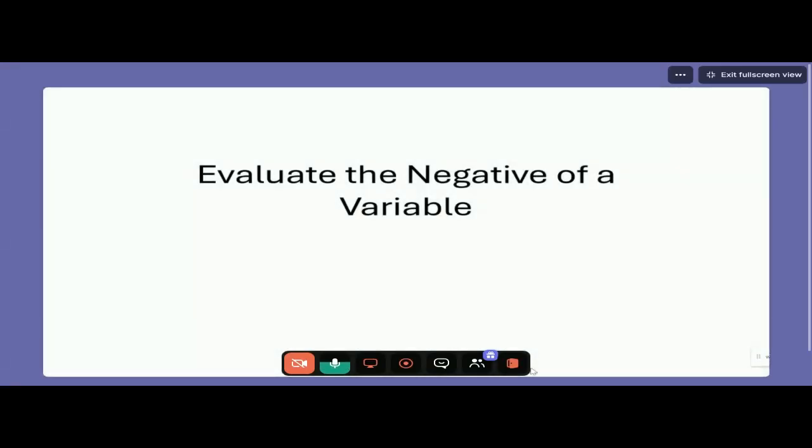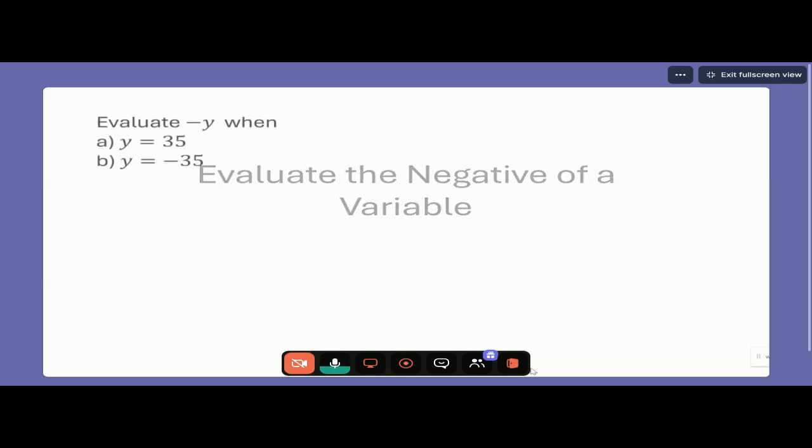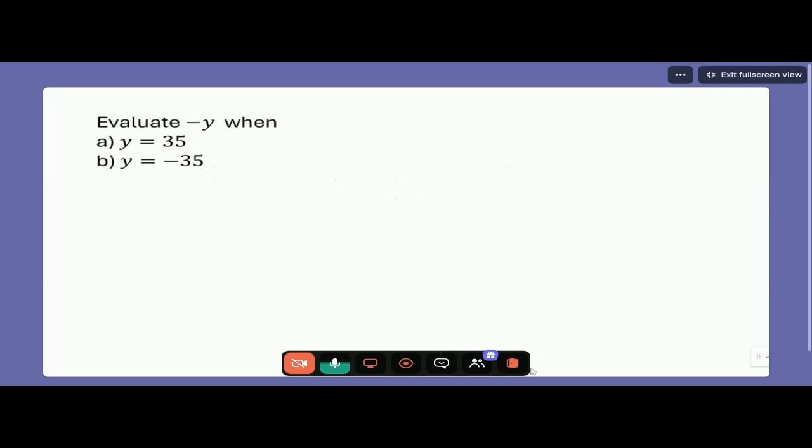Okay, real quick video here on evaluating the negative of a variable. So we're looking at a question like this where we have been asked to evaluate negative y, the negative of a variable. The variable is y, and we've been given a couple different values there that we want to evaluate. So let's jump into part A. We want to evaluate negative y.